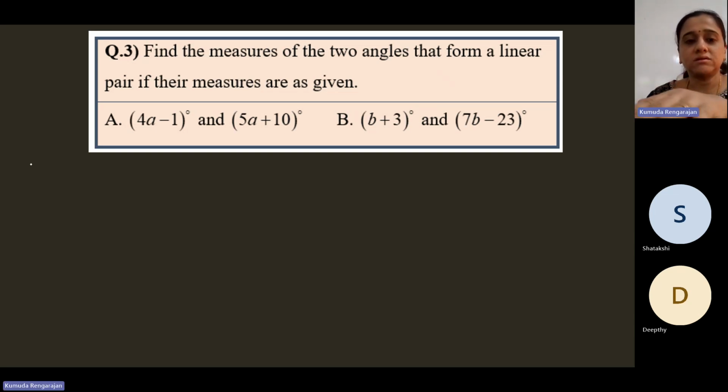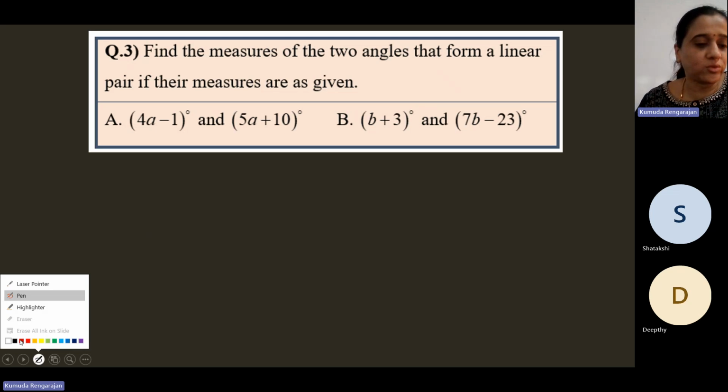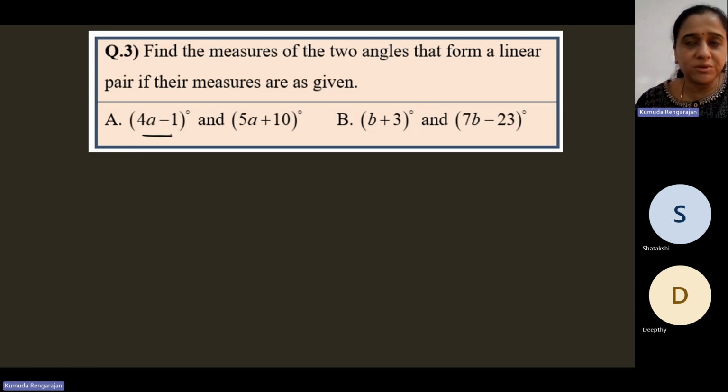So it's given that in each of the questions A and B, the two angles form a linear pair. There are two questions, A and B, and in each question, you see two expressions. This expression represents one angle, this expression represents another angle. Similarly, in the other question, this is one angle, this is the other angle.